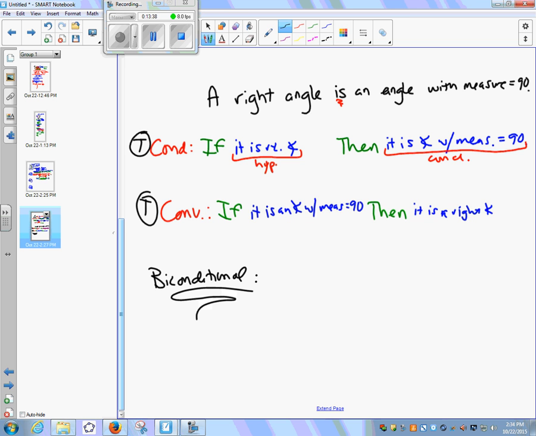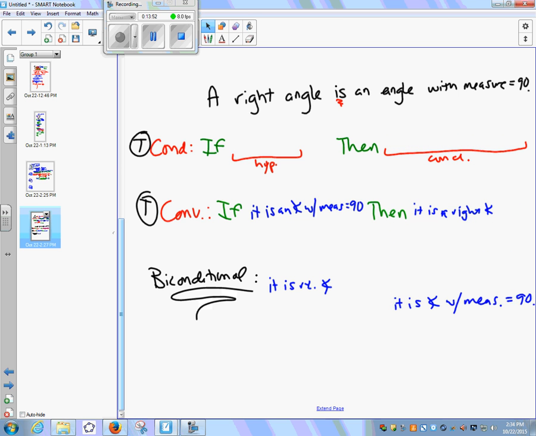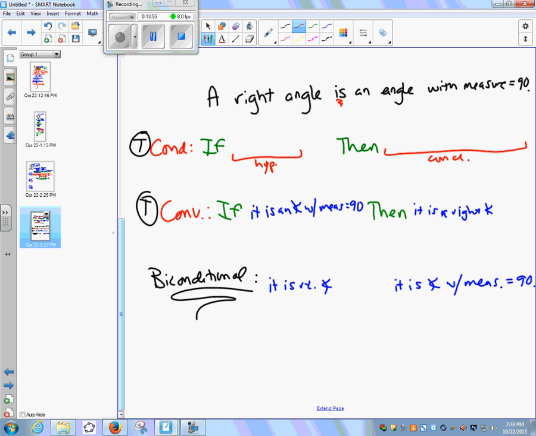All right, so the biconditional, we just take the hypothesis. Oh, there we go. And then we take the conclusion. Oh, nice. And we just put if and only if in the middle. So it is a right angle if and only if it is an angle with measure equal to 90 degrees. So you just take the hypothesis, take the conclusion, and you squeeze if and only if in between it.